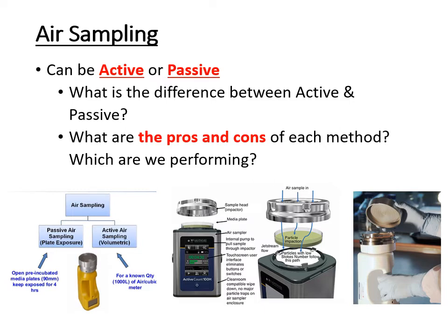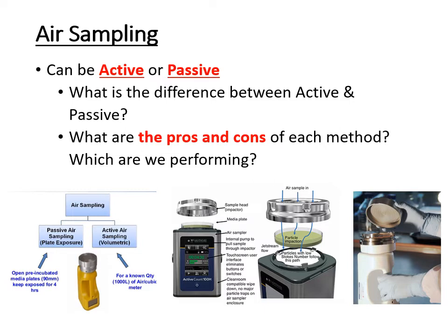So the difference between active and passive air sampling: active air sampling requires energy. It requires special equipment that will pump air through a piece of computerized equipment that will then read off or allow you to find out what kind of microbes are in that air. And you see that in the pictures down here. Any active air sampling will have a special piece of equipment with an internal pump to pull an air sample through to analyze it.